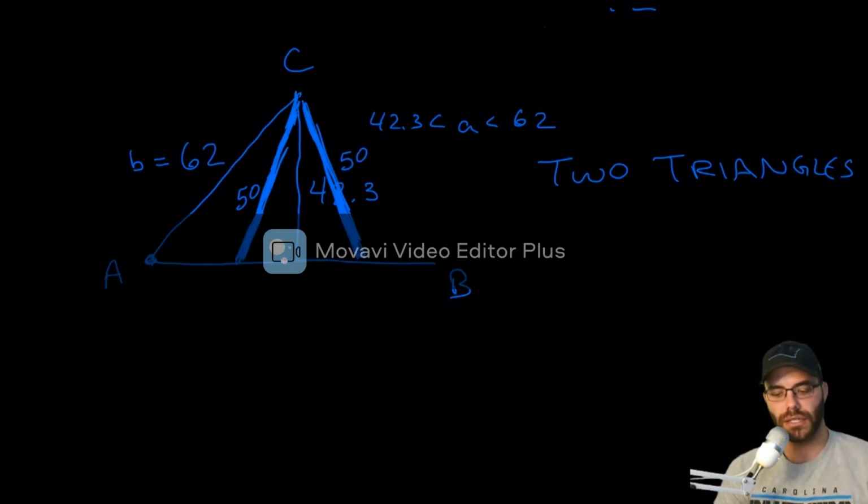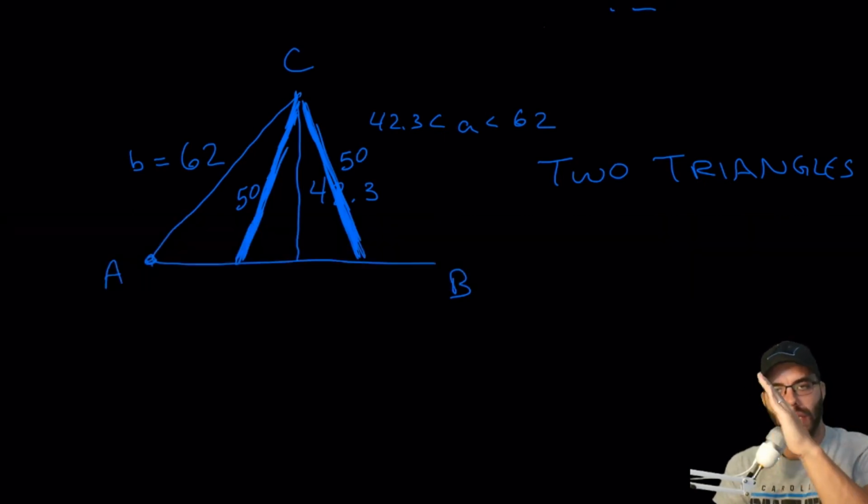Okay, so that's how to determine if you have two triangles. If A is greater than the height, but less than, in this case, side B, there are two triangles, and that's because A can swing in or out.